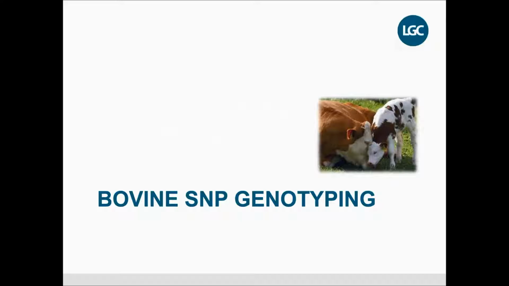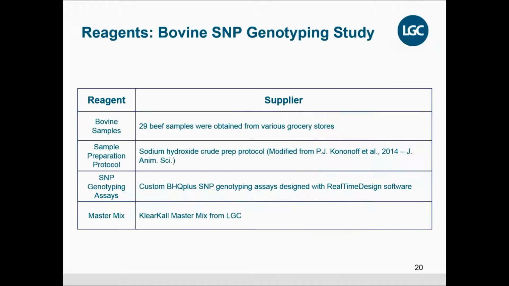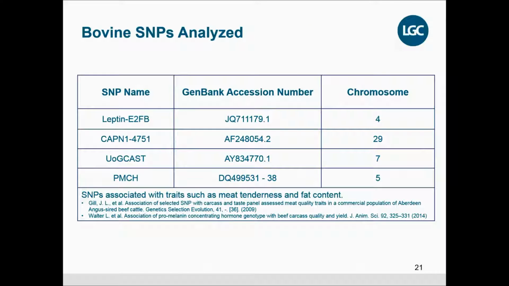The next area where we wanted to demonstrate this capability was for bovine SNP genotyping. For this, we had acquired 29 beef samples from a variety of different grocery stores. Instead of using purified DNA, we used a sodium hydroxide method for a crude prep. And so basically this involves lysing the cells in a sodium hydroxide solution, followed by neutralization in a Tris buffer.